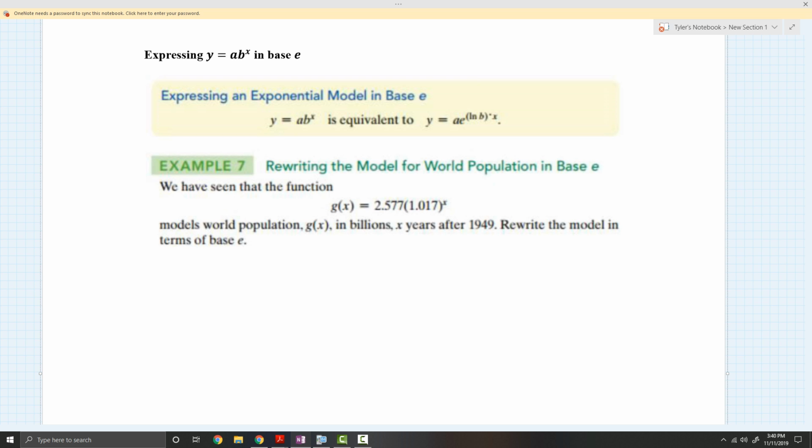So we can do that pretty easily, right? What you're going to do is notice this b value, it just becomes e raised to the natural log of b, right? So b, we're going to replace that with e to the natural log of b. That's the only difference in this form. Everything else stays the same, right? We're going to have that raised to x and then multiplied by a out front, right?